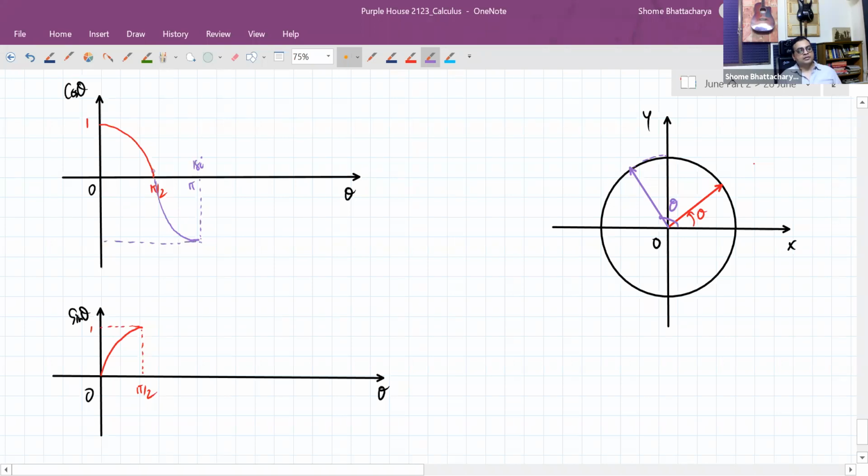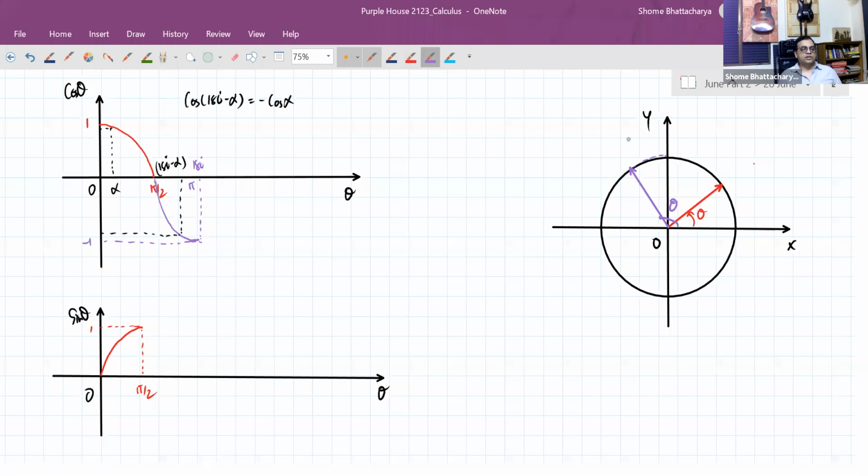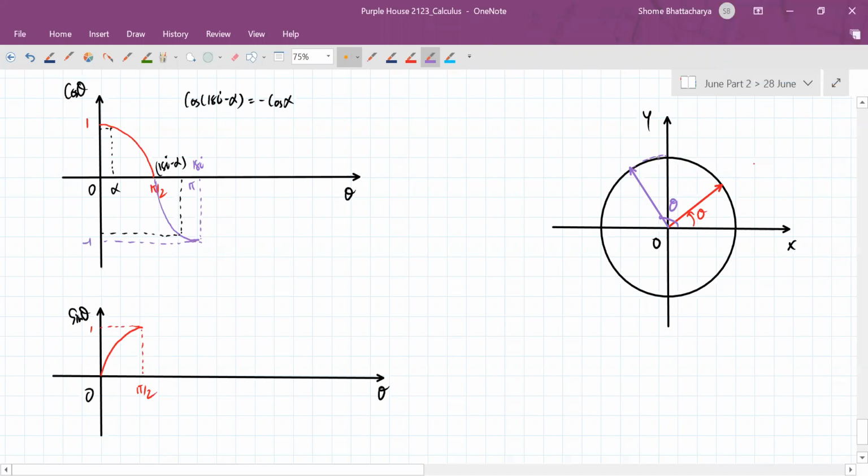And it's going in a symmetrical manner. So what does symmetrical manner mean here? Suppose we are at some value of alpha over here, and we are at some value over here, where this is basically 180 minus alpha. Then whatever this value is, this will be the negative of that much. So we have the relation that cos of 180 minus alpha is minus cos alpha.